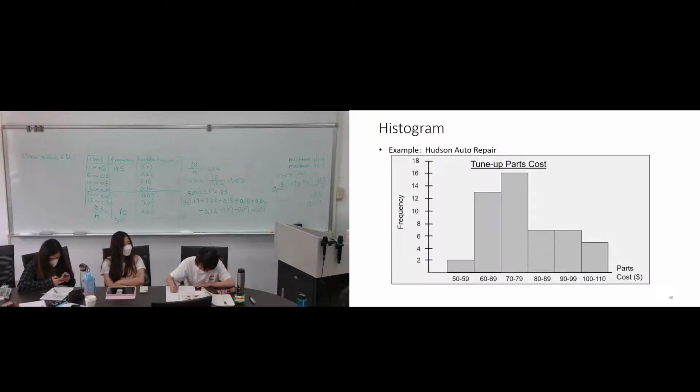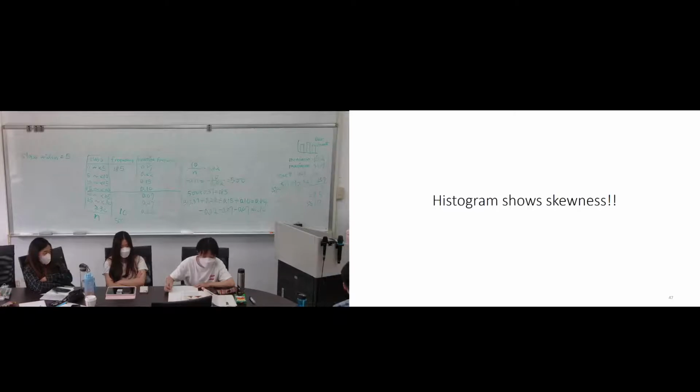So in the histogram, all the bars are adjacent to each other, but in the bar chart, remember, the bars are separated. This is the bar chart. But in the histogram, all the bars are adjacent. Also, the histogram shows skewness, that's the distribution of the values.